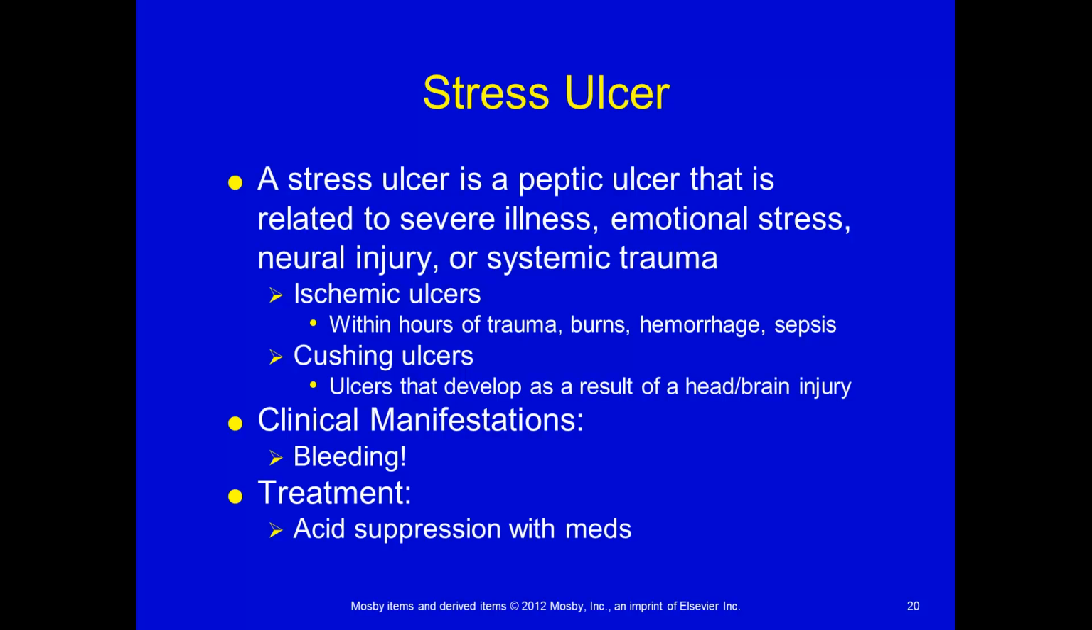The last kind of ulcer we're going to talk about is stress ulcer. It's a peptic ulcer as well that's related to either severe illness, emotional stress, some type of neural injury, or systemic trauma. So it can be ischemic, usually within hours after some type of injury like trauma or burn, hemorrhage, something like that.